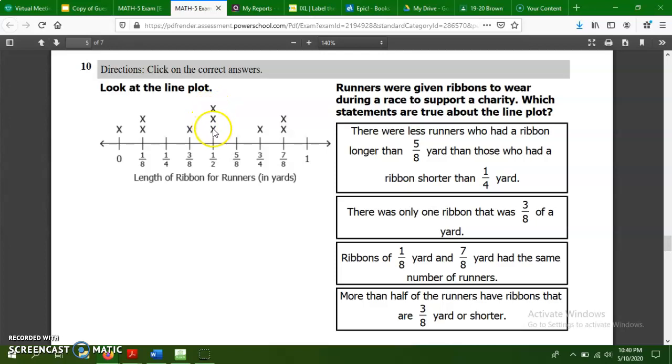Because we can see there's more than that over here on this side, with there being 1, 2, 3, 4, 5, 6 runners. So there's actually more than half of the runners on this side of our line plot. So these two in the center would have been your correct answer.